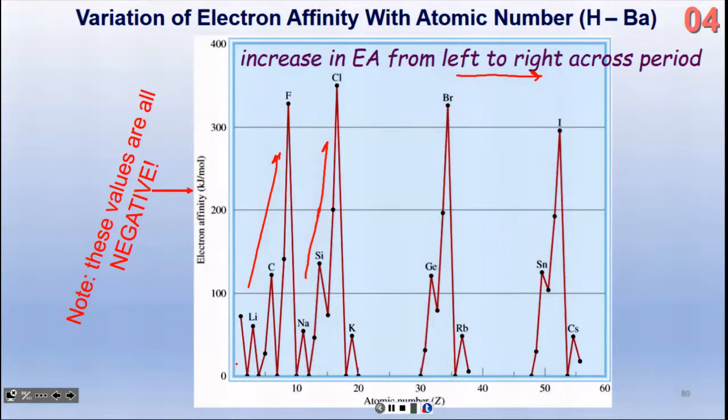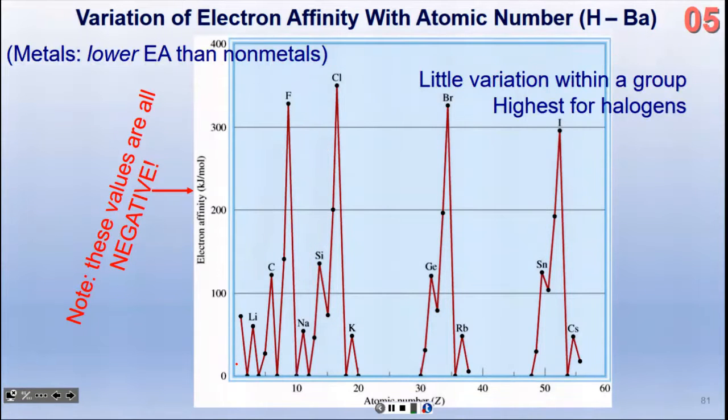The ones on the left side of the periodic table have very low affinity for electrons. They don't want to add electrons easily. That would be typical for metals, which would prefer to lose electrons. The other pattern to notice is that metals always have lower electron affinities than the nonmetals. The nonmetals are high, the metals are low.